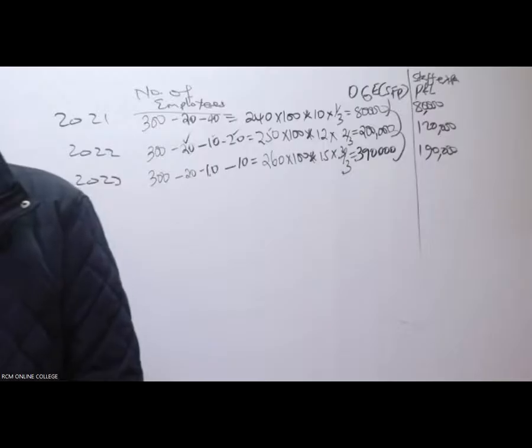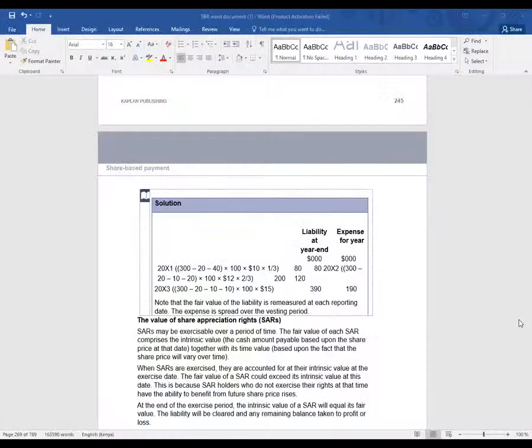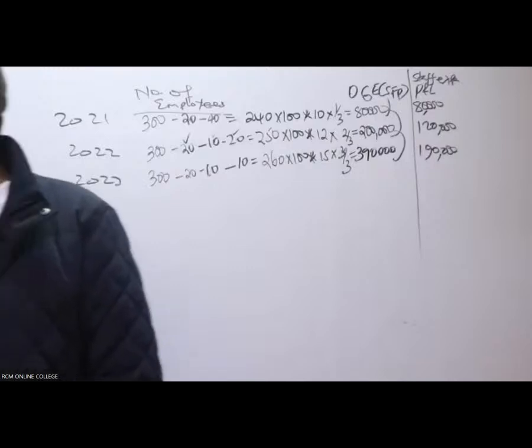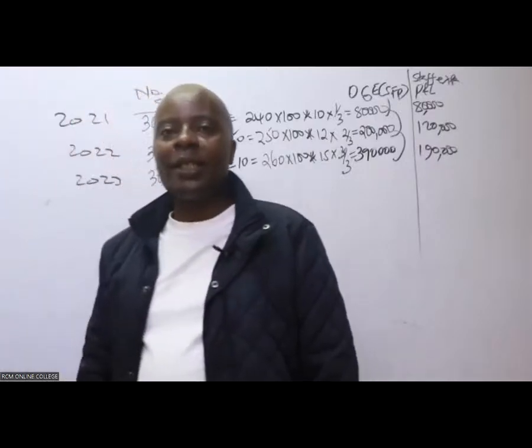So then you can see, ladies and gentlemen, although it's poorly arranged, the expense here, the first one should be 80. The second one should be 120. And then the last one is 90, making 190. So that is it.